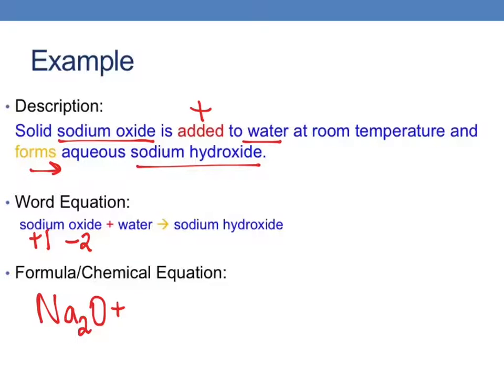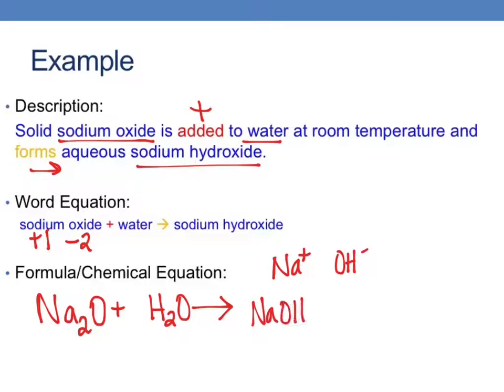Formula for water? H2O. Gives me sodium hydroxide. Sodium has a +1. Hydroxide is a -1. So what's the formula? NaOH. Again, these are not balanced. I'm not demonstrating the law of conservation of mass right now. I just want to get through the formulas. We don't do that until Wednesday.